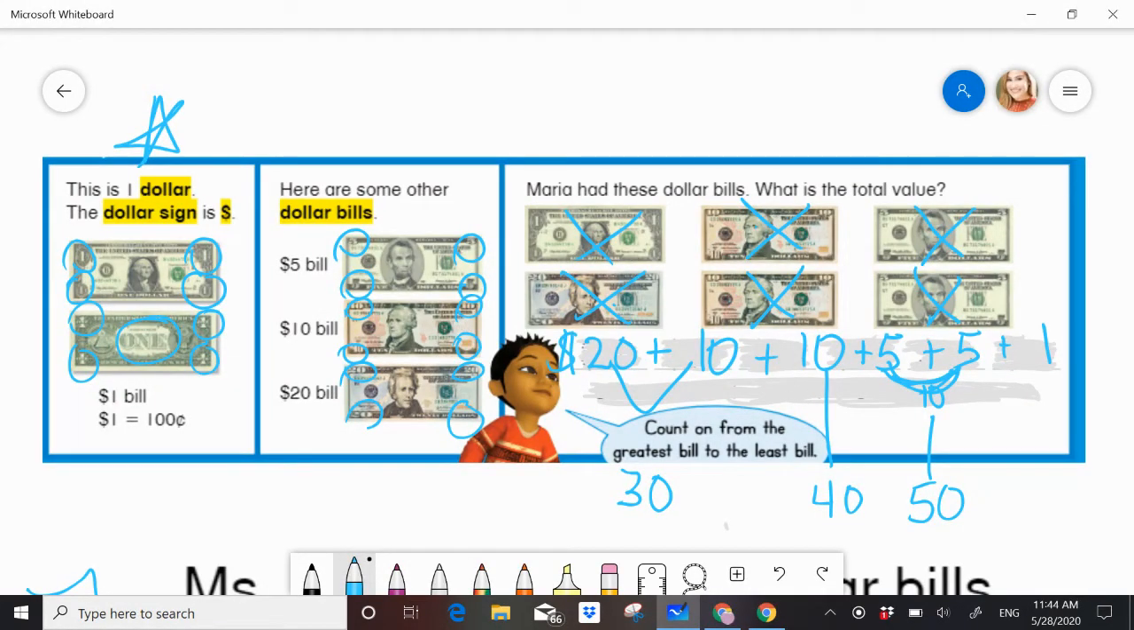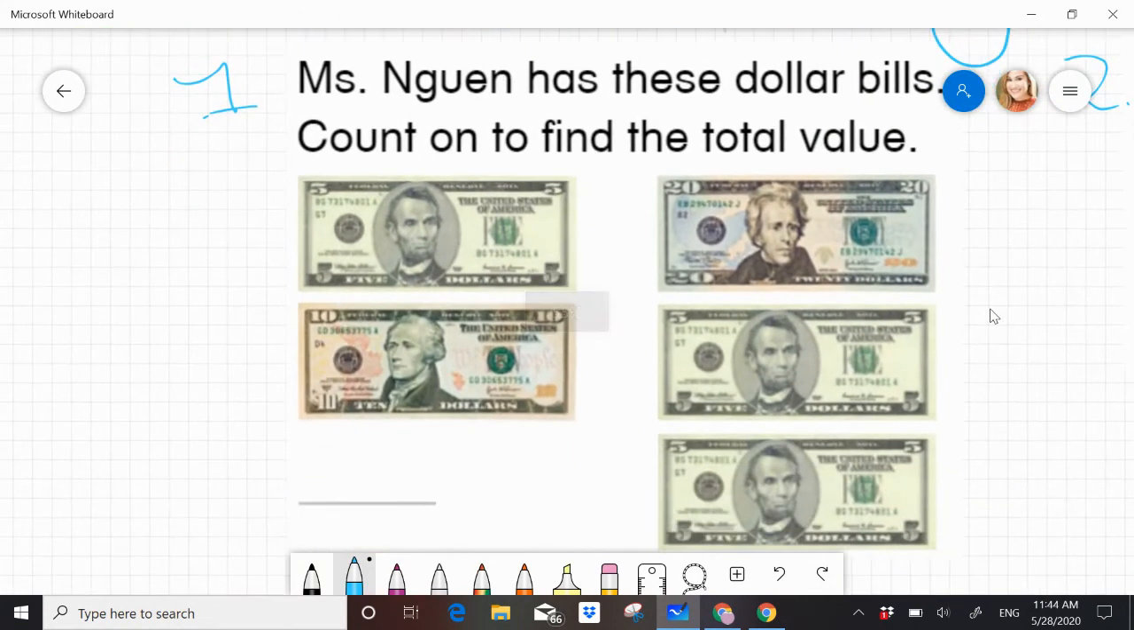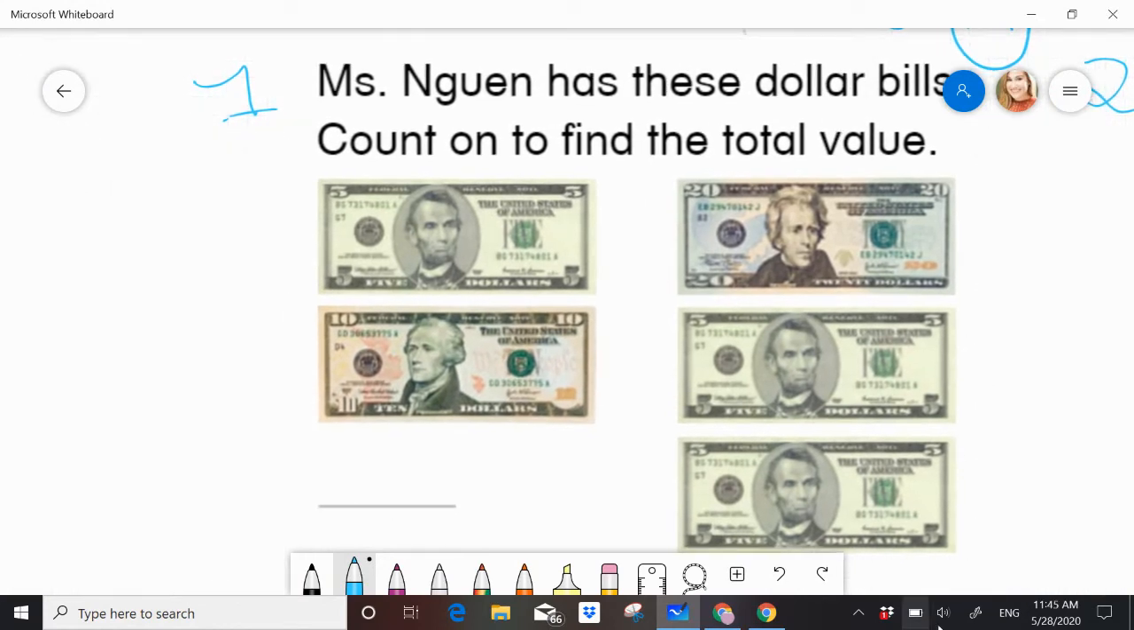So 20 plus 10 is 30. Plus another 10 is 40. Plus 5 or 10 equals 50. Plus 1 equals $51. Maria has $51. Our little friend is saying count on from the greatest bill to the least bill, which we did. We're going to do some word problems now to get those juices flowing.